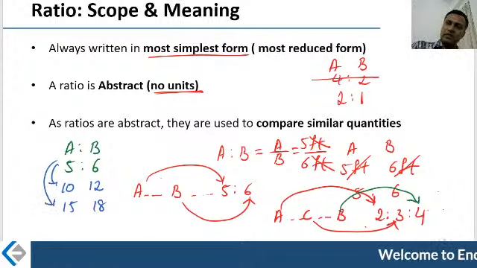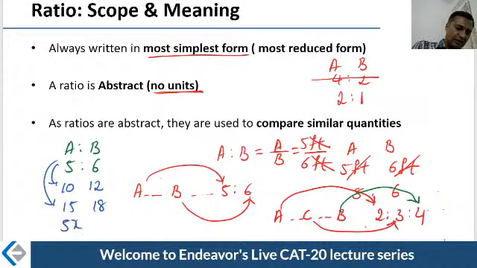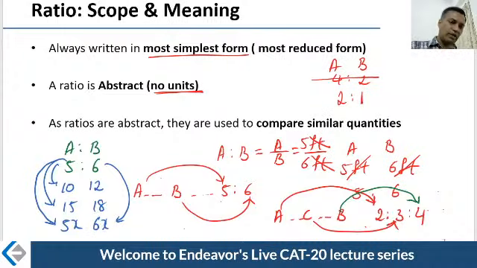Therefore, how do you represent it in the generic form? You would say that A is equivalent to 5x, and B should be equivalent to 6x. Right, now let's keep these things in mind.